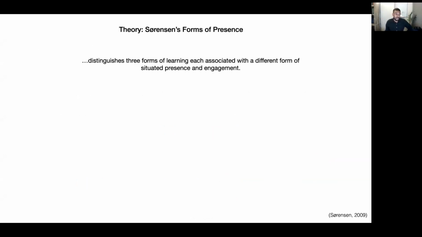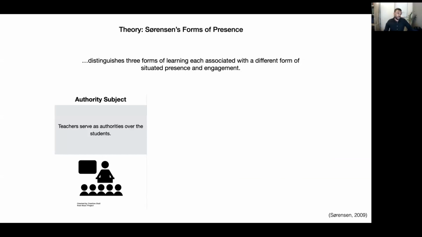And so we turn to Sørensen's forms of presence to help characterize learning. The theory is a practice-based approach which distinguishes three forms of learning, and each is associated with a different form of situated presence and engagement. The first is authority subject.